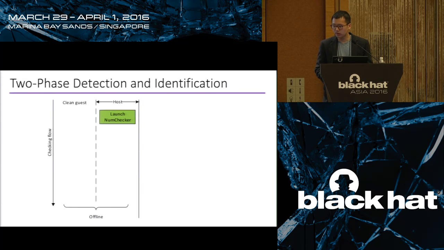Basically, it is a two-phase detection and identification. It has an offline phase and an online phase. In the offline phase, when you first deploy the system, the guest OS is clean. It's not infected by the rootkit. So the host will prepare to launch the NumChecker functionality.